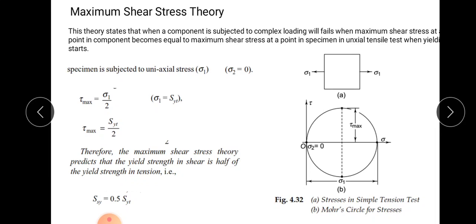And as far as the maximum shear stress theory of failure is concerned, it is widely used by designers for predicting the failure of components which are made up of ductile materials, like a transmission shaft. So for ductile material, maximum shear stress theory is more suitable, and for brittle material, maximum principal stress theory is more suitable. Okay, I hope you have understood this concept of theories of failure.